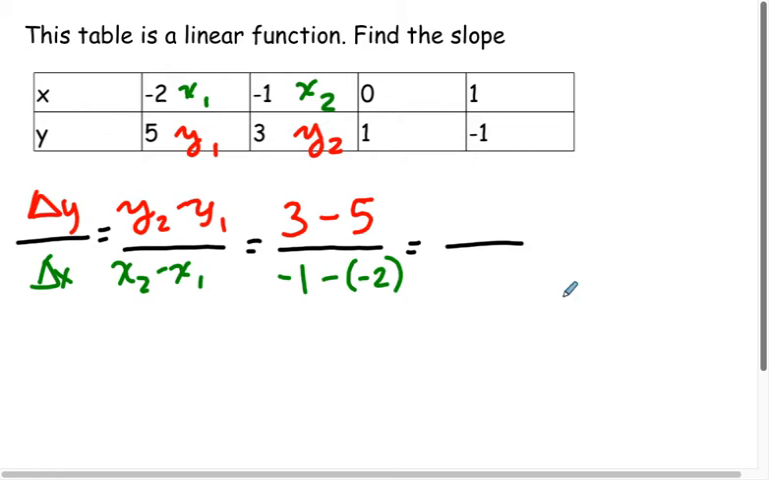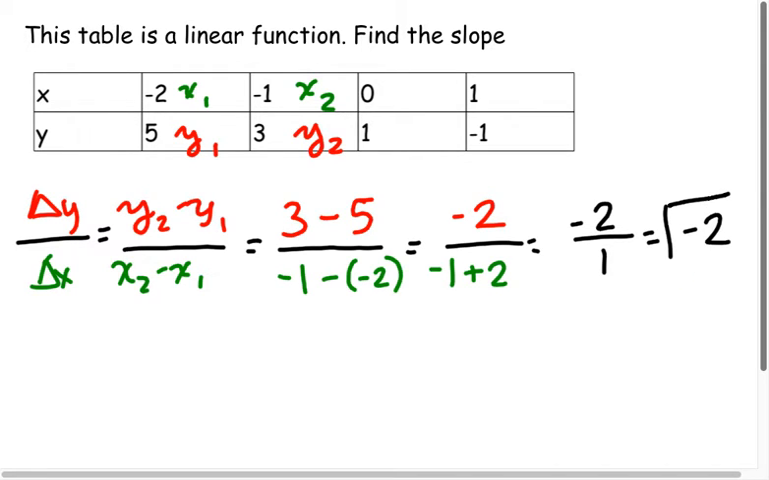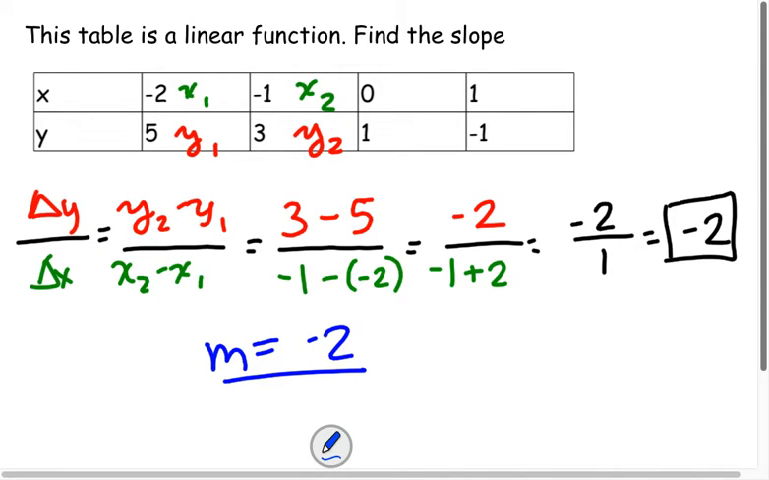Okay? All right, now I just have to figure out what 3 minus 5 is. 3 minus 5 is negative 2. And then I have to figure out what negative 1 minus negative 2 is. So negative 1 minus negative 2 is negative 1 plus 2. And so what we have here is a negative 2 over positive 1, or a slope of negative 2 when you reduce or simplify it. So this is my slope. I'm just going to write that down for you. M equals negative 2.